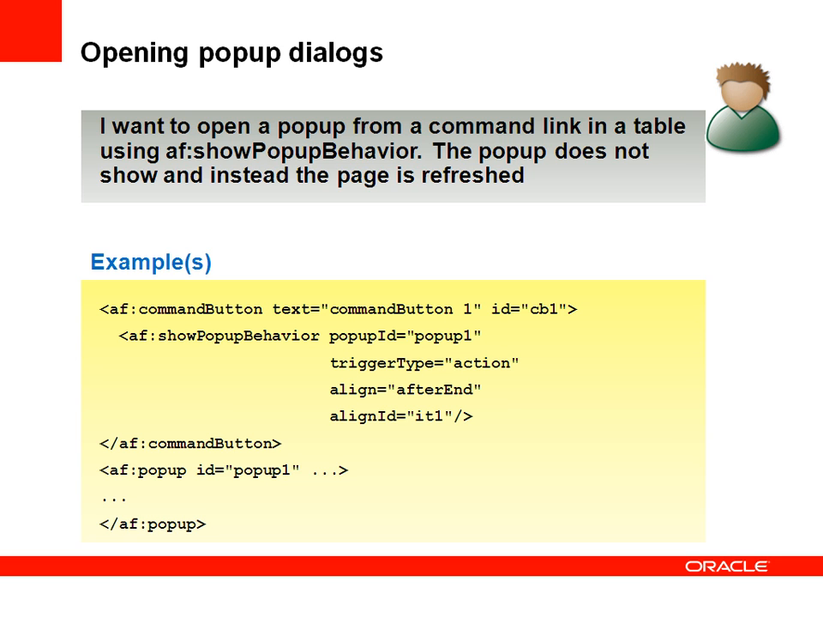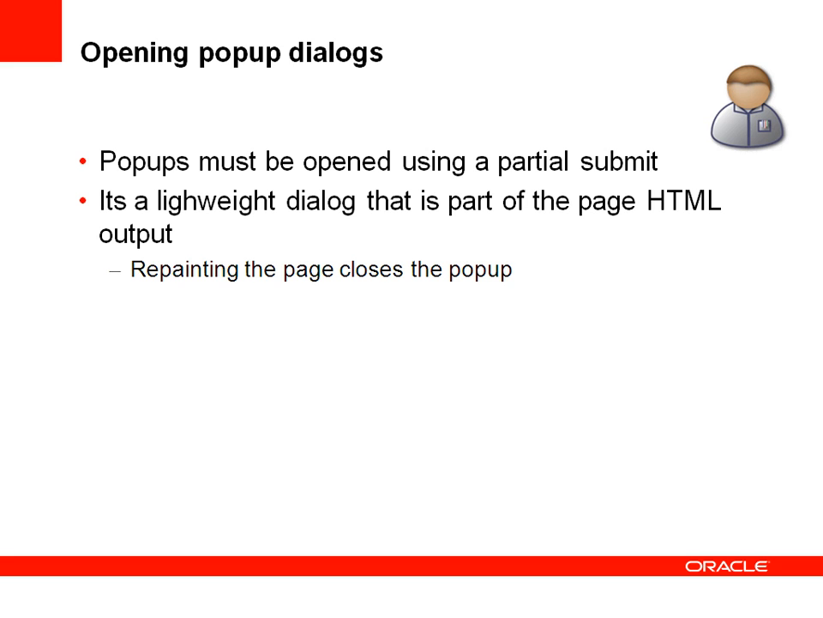Well, the reason why this doesn't work is not easy to spot, because it's easier to spot something wrongly used than something missing. In this case, it's information missing. Pop-ups, if they're lightweight pop-ups, must be opened using partial submit. It's a lightweight dialog that is part of the rendered HTML page.